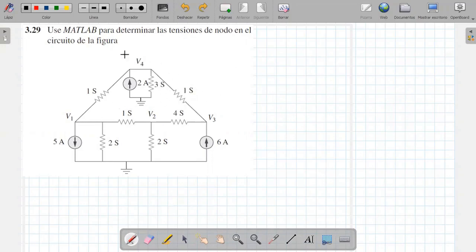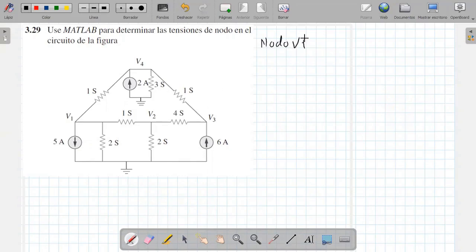The first thing we are going to see is that here they tell me to determine the voltages in the figure, and we observe that there are 4 nodes: 1, 2, 3 and 4. V3 is connected to ground, so these 2 nodes out of 4 remain. So everything is fine. So I'm going to start with node V1.